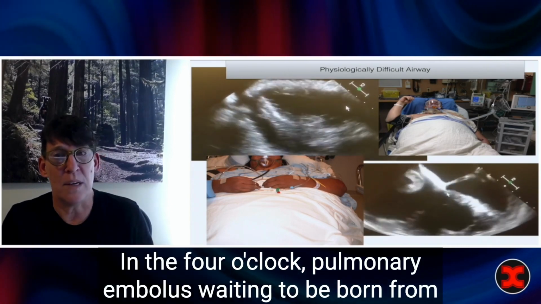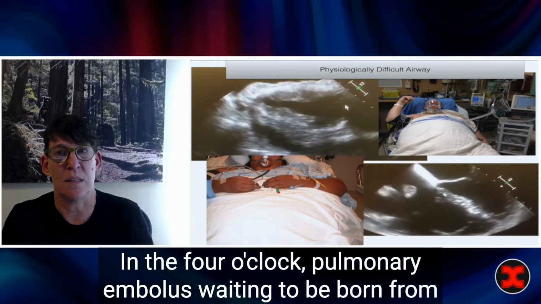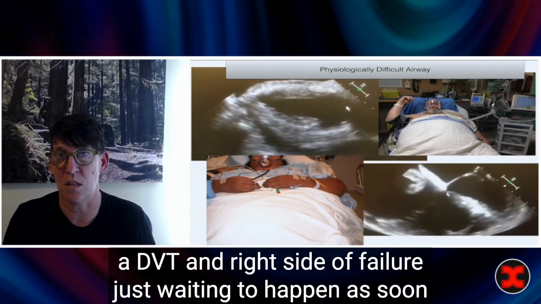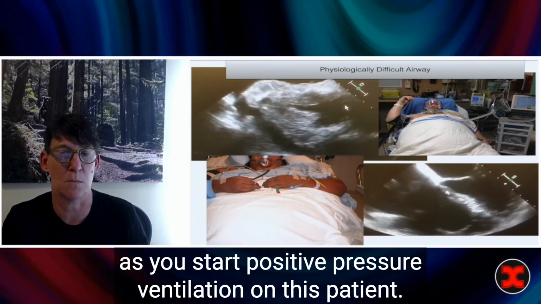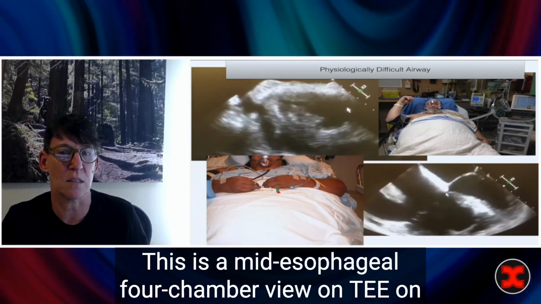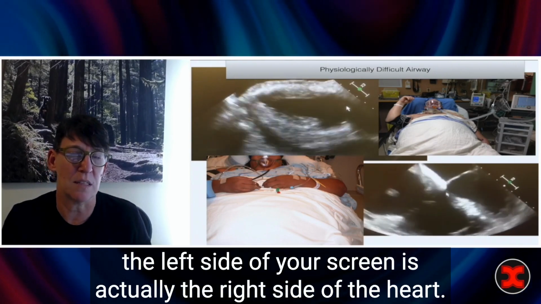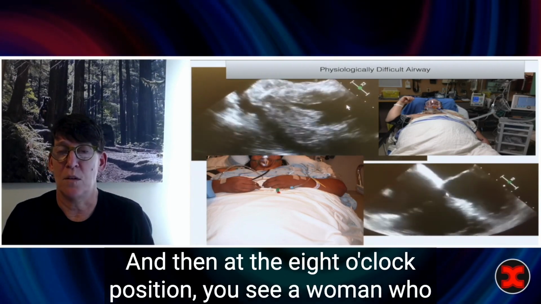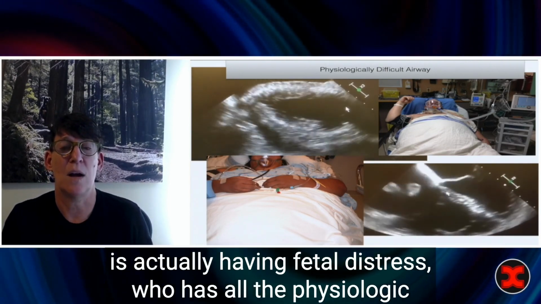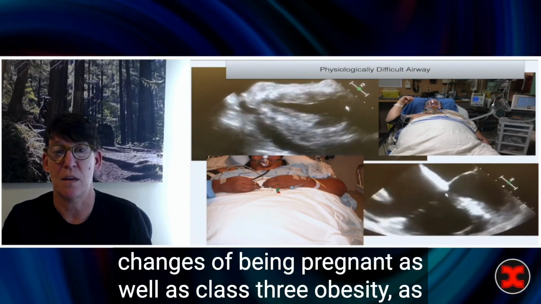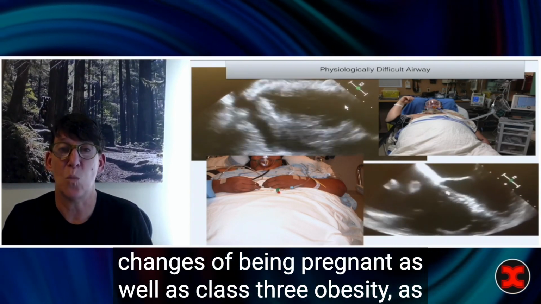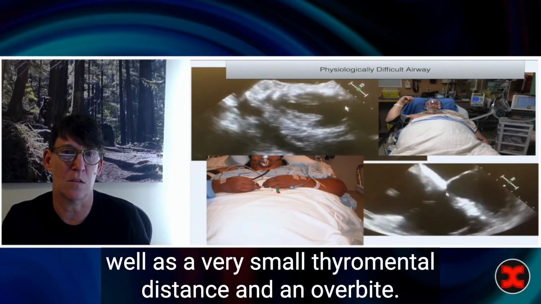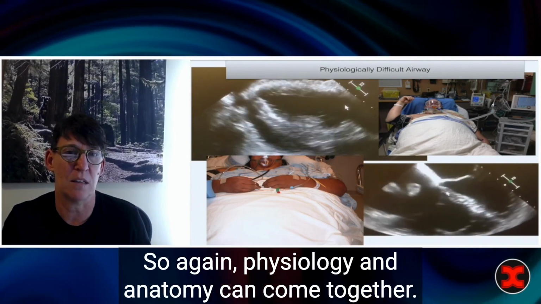In the 4 o'clock, pulmonary embolus waiting to be born from a DVT and right-sided failure just waiting to happen as soon as you start positive pressure ventilation on this patient. This is a mid-esophageal 4-chamber view on transesophageal echo, and the left side of your screen is actually the right side of the heart. And then at the 8 o'clock position, you see a woman who is having fetal distress, who has all the physiologic changes of being pregnant, as well as class 3 obesity, as well as a very small thyromental distance and an overbite. So again, physiology and anatomy can come together.